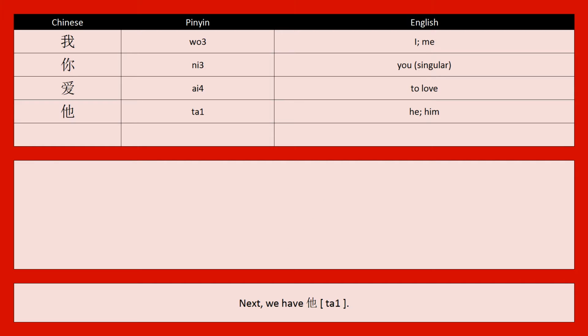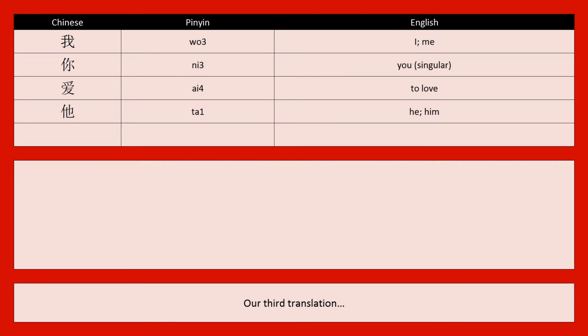Next we have 他. This is the male third person singular pronoun he or him. The pinyin is TA and it's the first tone. The first tone starts and stays very high.